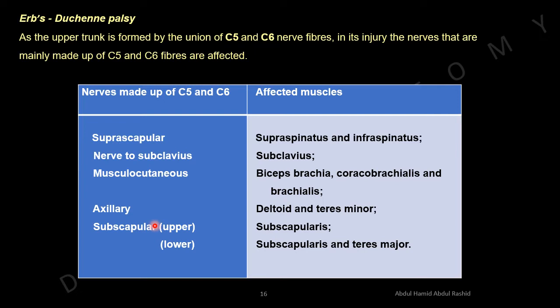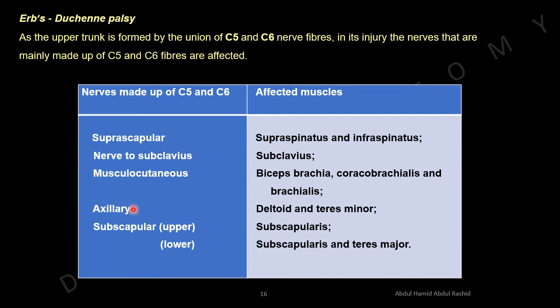So when these nerve fibers are affected, which muscles will become paralyzed? Because of the suprascapular nerve, the muscles affected will be supraspinatus and infraspinatus. Because of the nerve to subclavius, the subclavius muscle is affected. When the musculocutaneous nerve is affected, biceps brachii, coracobrachialis and brachialis muscles, that are in front of the arm, will be affected.